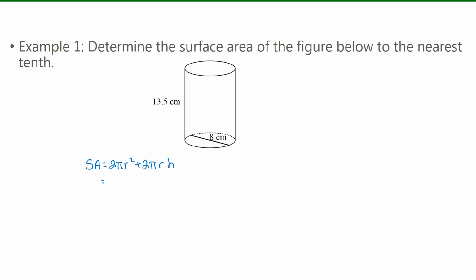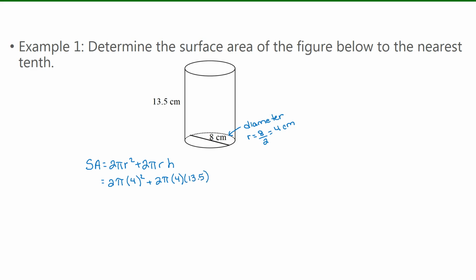Now looking at the circle, we do not have the radius. We're in fact given the diameter. Now we can find the radius by just dividing the diameter by 2. Now 8 divided by 2 is 4. So now I'll plug that into my formula. I got 2 pi and then the radius squared plus 2 pi and then the radius and then the height.